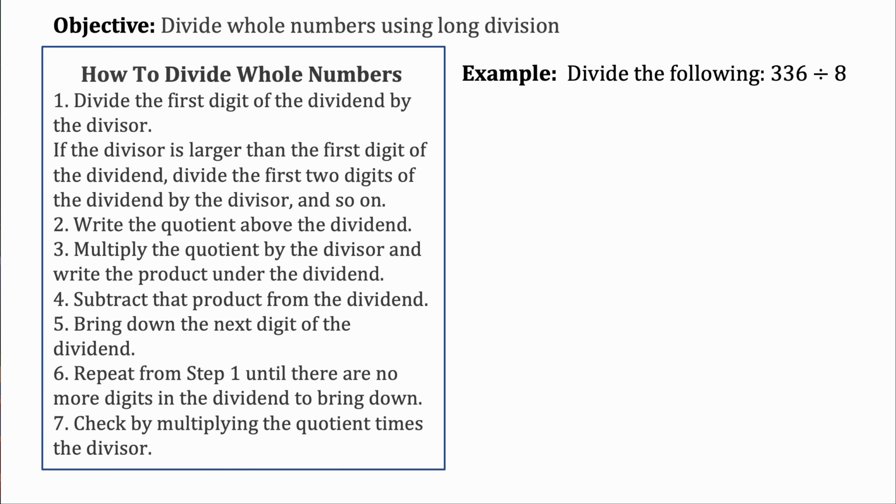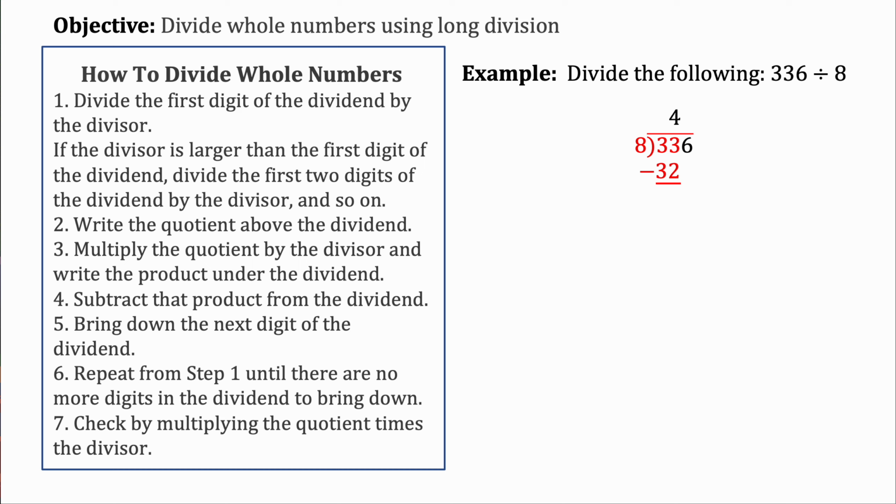Now let's go through these steps one more time, but with one that's a little more difficult. 336 divided by 8. So put your 336 under the division symbol, the 8 on the outside of your division symbol. The 3 is too small, so I'm going to be looking at the first 2 digits. Now, 8 can go into 33 4 times, so we're going to put the 4 up above there. We're going to multiply 4 times 8. We're going to get 32. So you're going to put that underneath, and we're going to subtract.